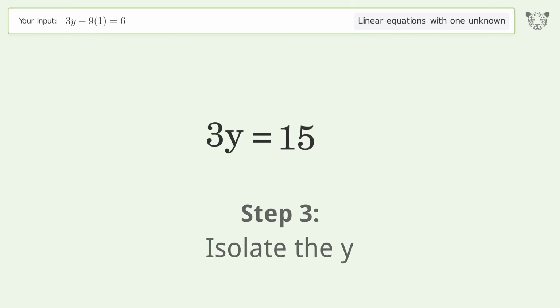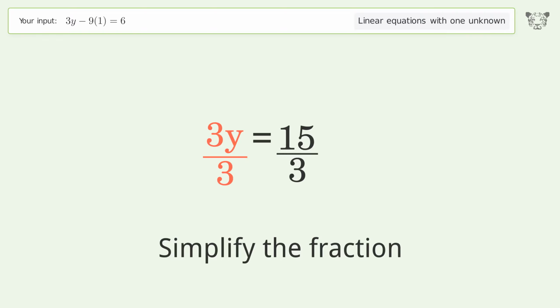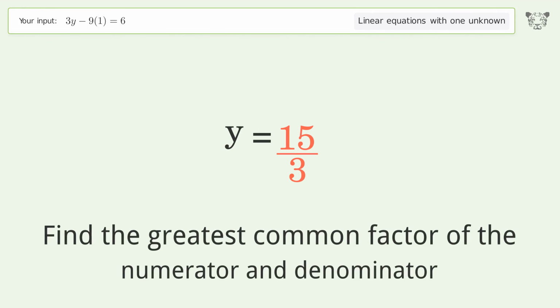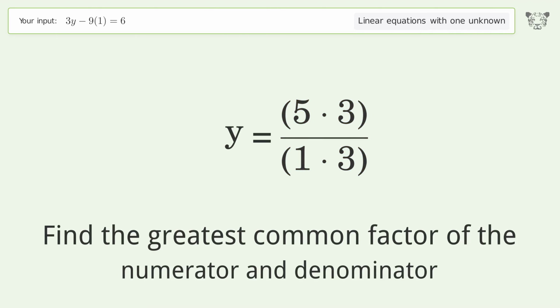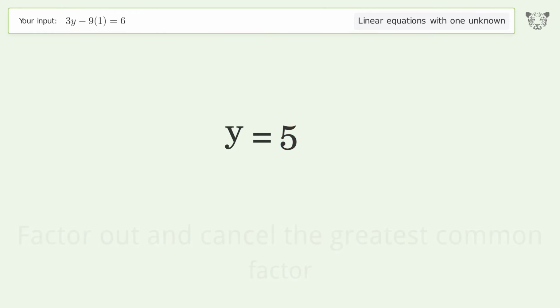Isolate the y. Divide both sides by 3. Simplify the fraction. Find the greatest common factor of the numerator and denominator. Factor out and cancel the greatest common factor. And so the final result is y equals 5.